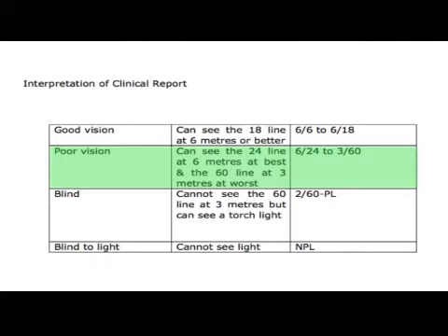is poor vision. If the patient cannot see the 60 line at 3 meters but can see a torchlight, the person is mentioned as blind. 2 by 60 to perception of light is blind person. Then if the person cannot see light, the person is mentioned as blind to light, that is no perception of light.